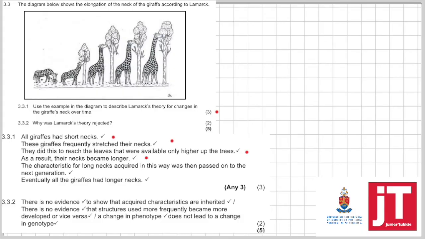The characteristic for long necks acquired in this way was then passed on to the next generation, and eventually all the giraffes had long necks. Any 3. 3.3.2. Why was Lamarck's theory rejected? Because there is no evidence to show that acquired characteristics are inherited. There's no evidence that structures that are used more frequently become more developed, or that a change in phenotype leads to a change in genotype.